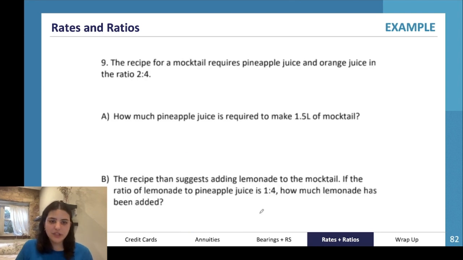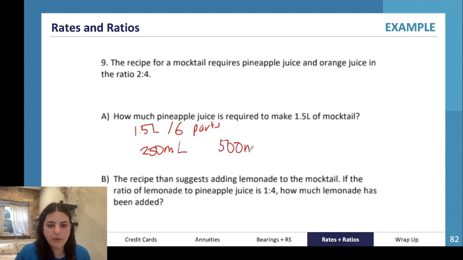This is our last question. The recipe for a mocktail requires pineapple juice and orange juice in the ratio 2 to 4. How much pineapple juice is required to make 1.5 liters of mocktail? So there are 6 parts, and 2 of those parts, so we'll do 1.5 liters divided by the 6 parts. So 1 part is going to be 250 mils. And 2 of those parts are pineapple juice, so times that by 2, there are 500 mils of pineapple juice.